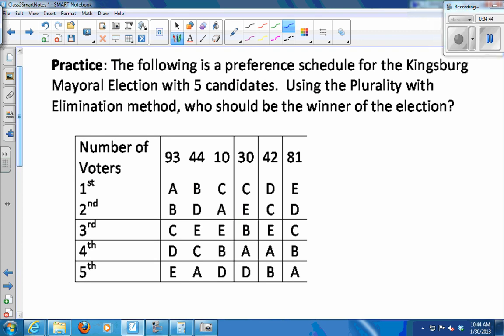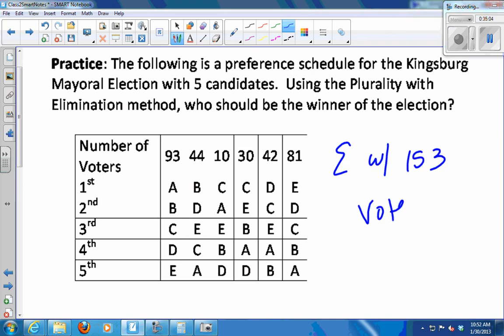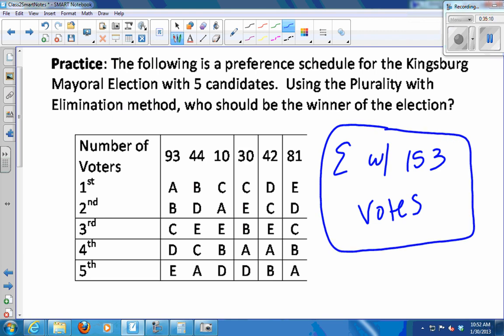All right, so I want you guys to practice the plurality with elimination method. I gave you an election, 5 candidates, determine the winner. The winner of this one turned out to be who? E, with 153 votes. So if you didn't come up with that, you want to go back and watch the video of me explaining it again and try it again. Or ask someone at your table or come to my office hours.